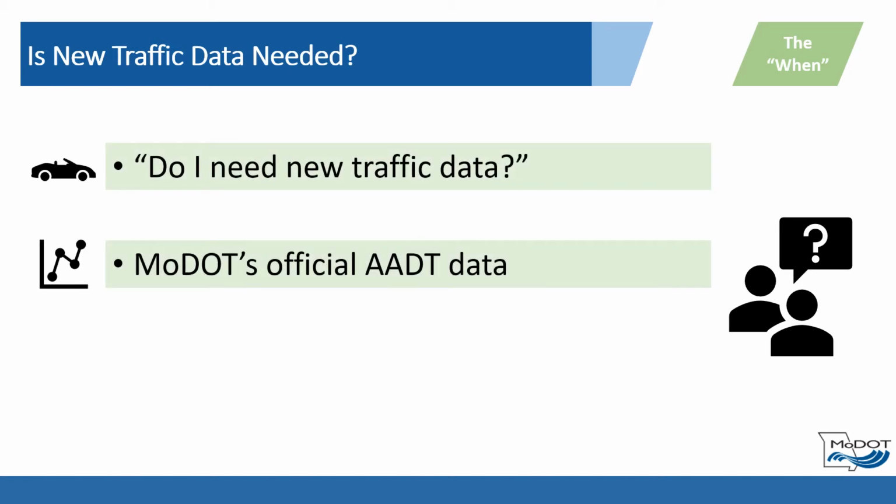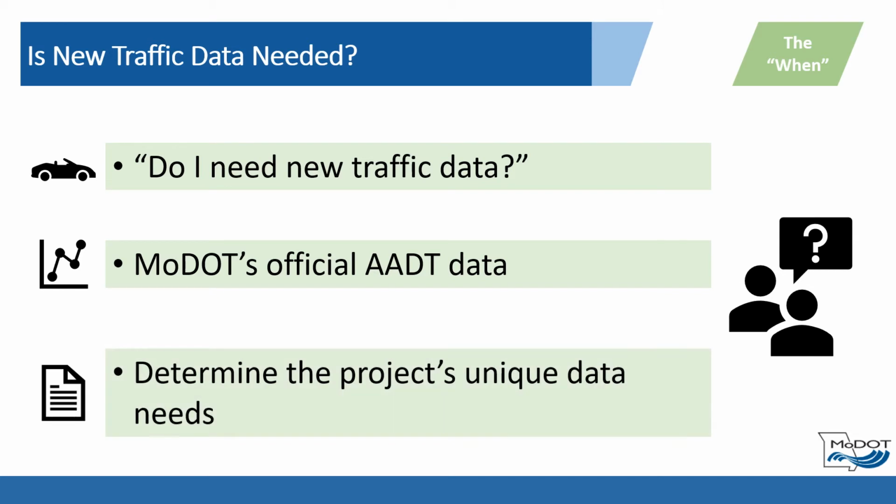MoDOT's official AADT data should be the first source to refer to when determining data needs. However, watch for instances where turning movement counts or other data sources, such as 15-minute volume bins and vehicle speeds, will be needed in addition to existing AADT data. Regardless of the precise age of the pre-existing count information, it is important to determine the transportation project's unique data needs.